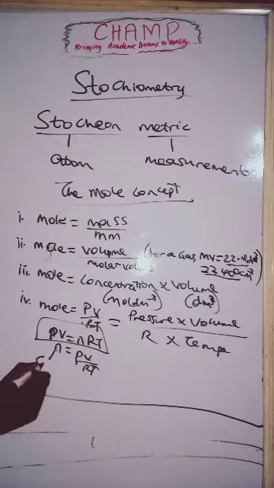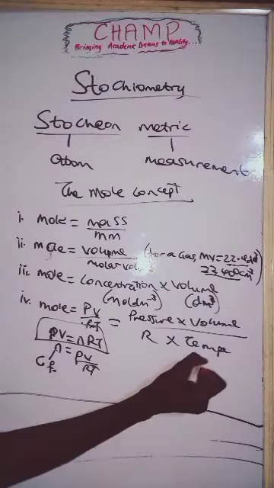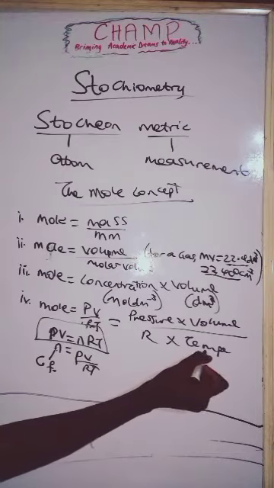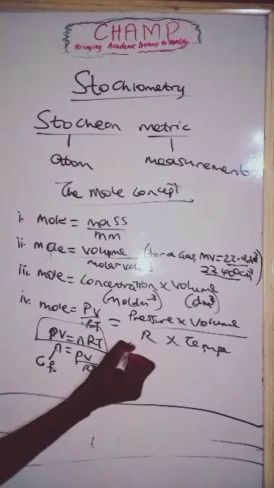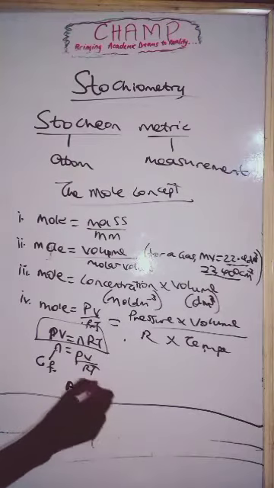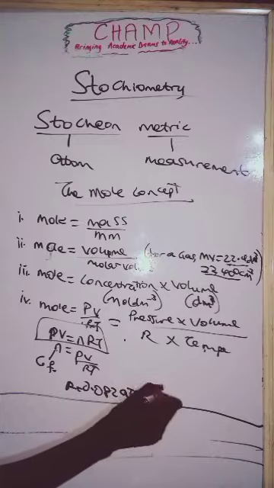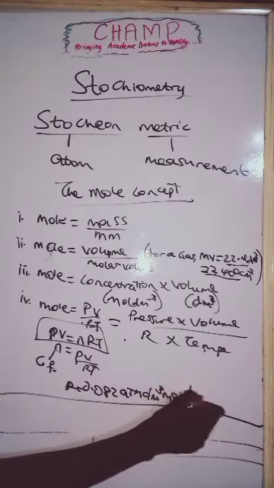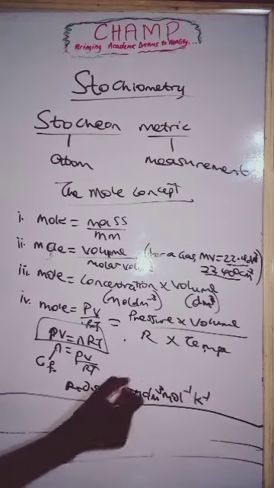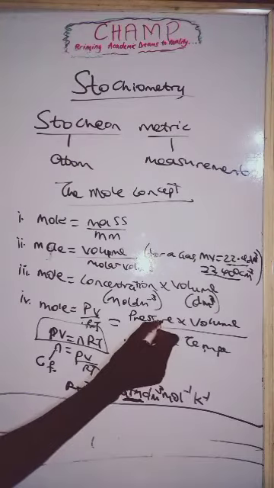And please note that n is also related to the compressibility factor. Another thing you need to note is that in this formula, the value of R is always a constant, 0.082 atm dm cube per mole per Kelvin. That is to tell you that your pressure must always be in atm.